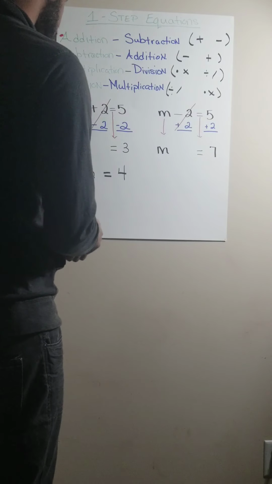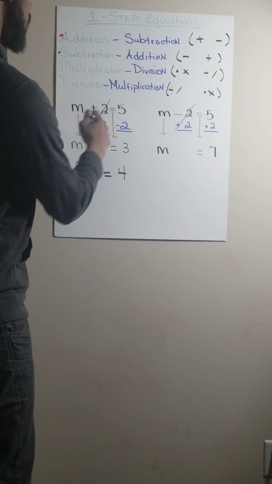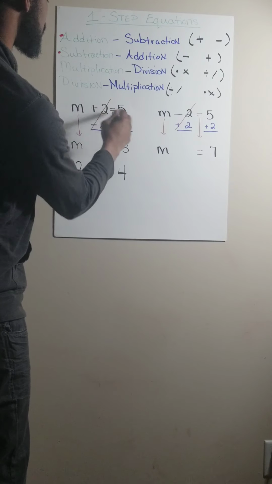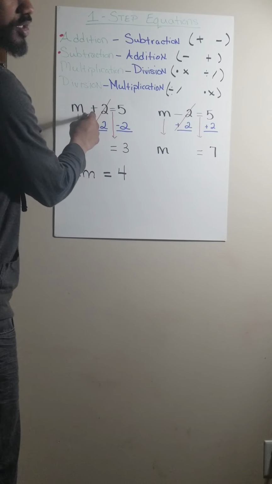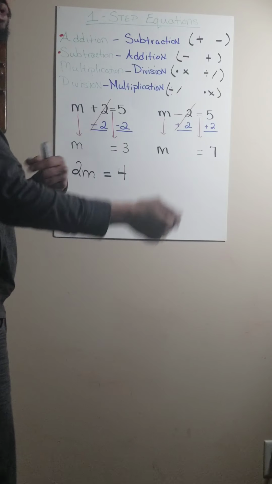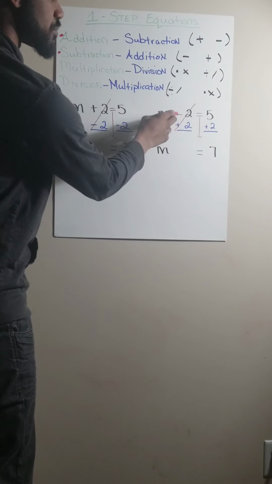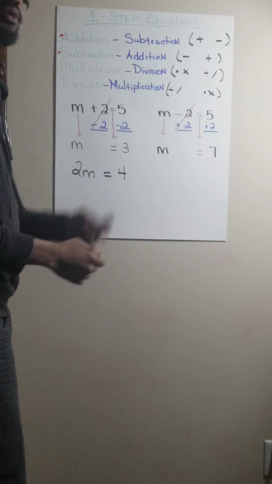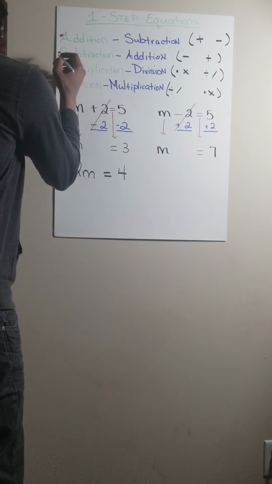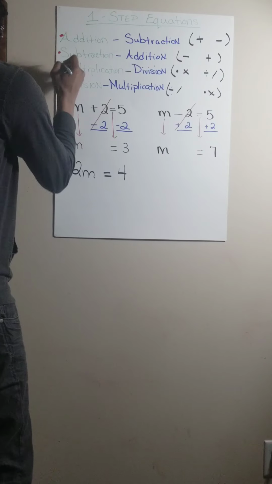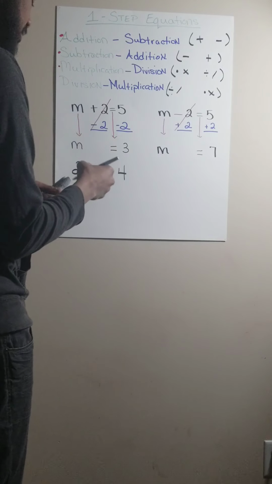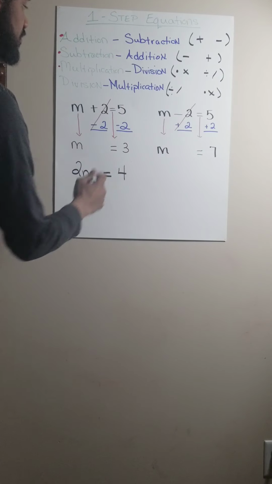As we saw before, m plus 2 equals 5: addition to subtraction, we did the opposite. Here, m minus 2 equals 5: subtraction to addition, we did the opposite. Now, multiplication and division. 2m equals 4.